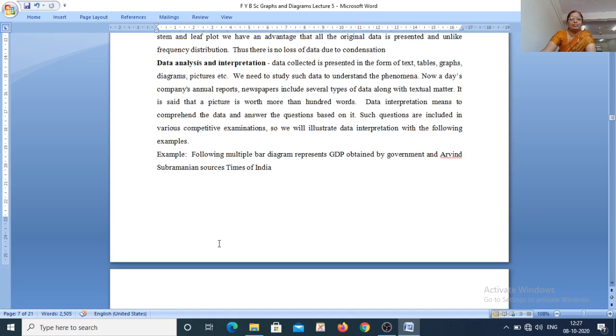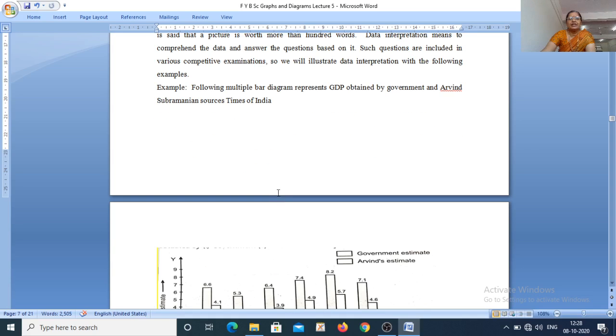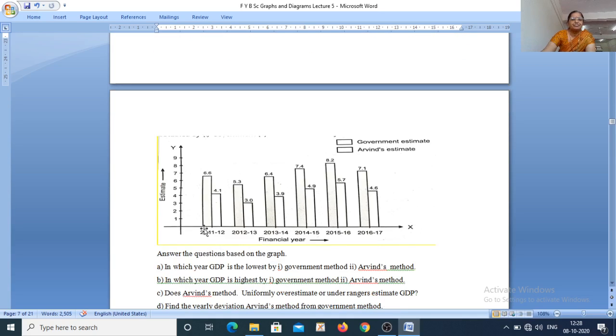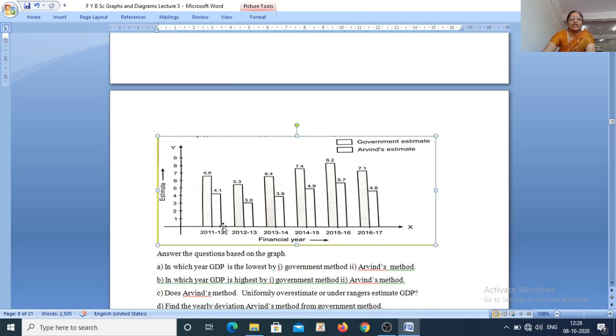So suppose the following multiple bar diagram represents GDP, that is gross domestic product, of our country obtained by the government, and this is by one of the economists, Arvind Subramanian, and the source is the Times of India. So this is the actual data, and here he has estimated GDP for the years 2011-12 to 2016-17. So actually this is the data. See, the first one is government data and the second one is the data which is given by Arvind. Okay.